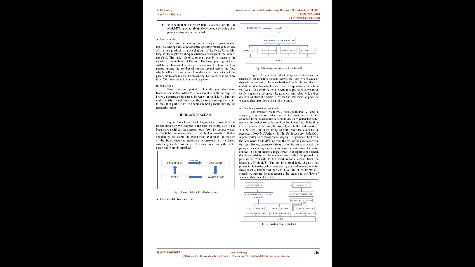The secondary node MCU is powered by an external power supply. The power output from the secondary node MCU powers the rest of the components in this part. Hence, the motor driver drives the motor, with which the pump creates enough vacuum to draw the water from the water source. The combinational logic circuit in this part of the circuit decides to which part the water drawn needs to be pushed. The position is available to the combinational circuit from the secondary node MCU. The combinational logic circuit gives power to that solenoid valve, which opens, and hence the water flows to only that part of the field. Like this, an entire circle is complete, starting from measuring the values to the flow of water to that part of the field.